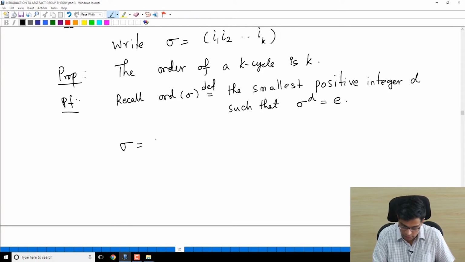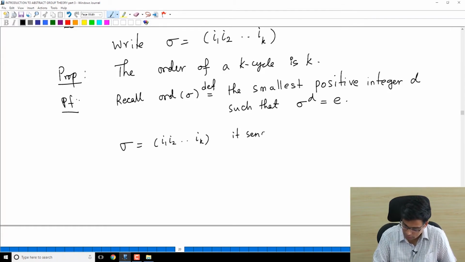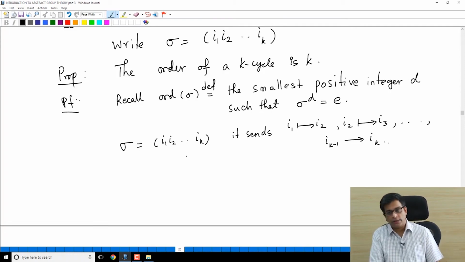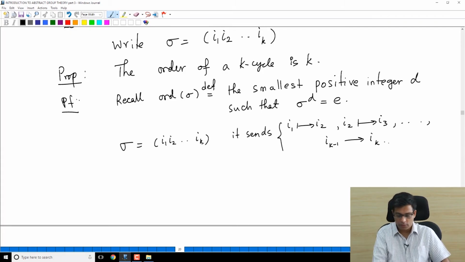So sigma is (I1 I2 ... Ik), and recall what the meaning of this is. It sends I1 to I2, I2 to I3, and so on, finally Ik minus 1 to Ik. And what happens to an index that's not inside I1 through Ik? Nothing happens. It is fixed by sigma. If j is different from I1, I2, ..., Ik, it sends j to j. So we don't need to worry about it.